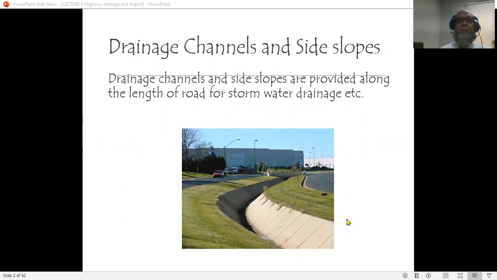Lecture 6, and we continue with our topic on highway drainage. One of the important structures for highway drainage are the drainage channels and obviously the side slopes. You can define drainage channels as the channels that are provided along the length of the roadway for taking stormwater drainage, or you can say rainwater, from the pavement surface.